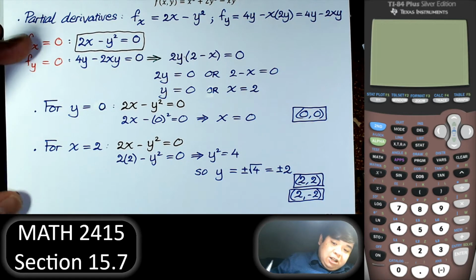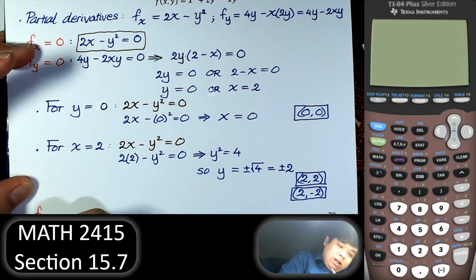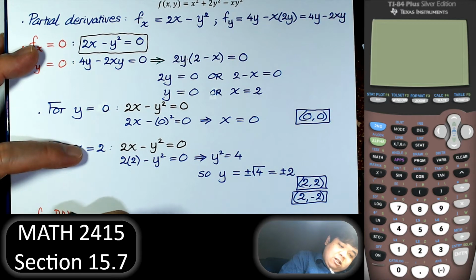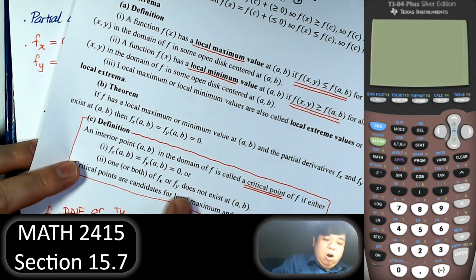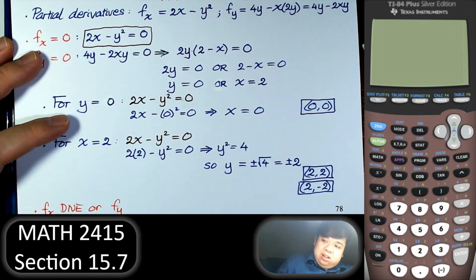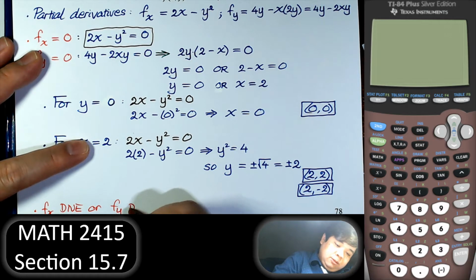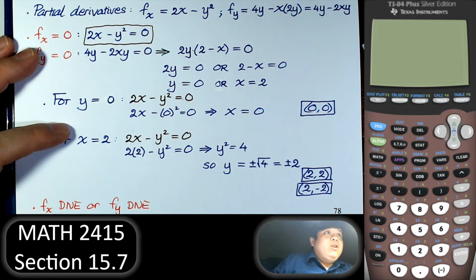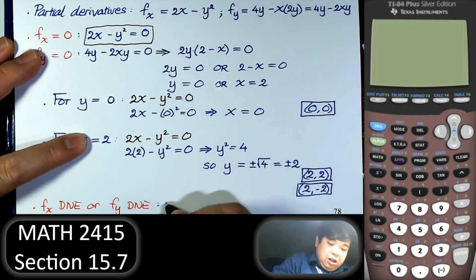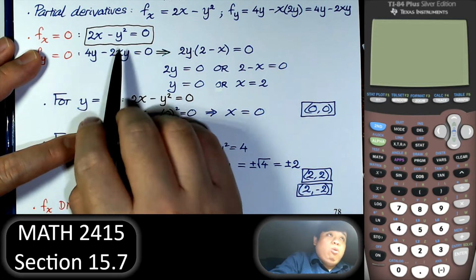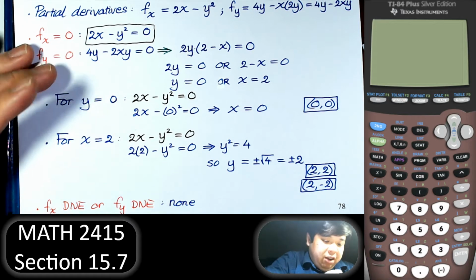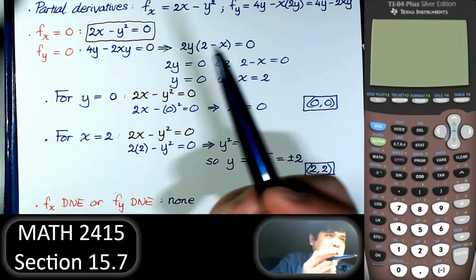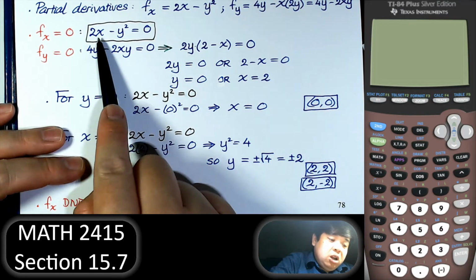Actually, we should consider the case where f sub x does not exist, or f sub y, where one of them or both do not exist. But in this case, there's none, because the partial derivatives are polynomials. Polynomials are defined everywhere, so we don't have this case. That's all we have.